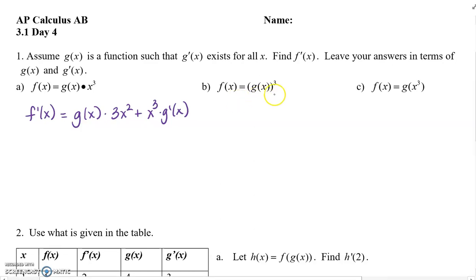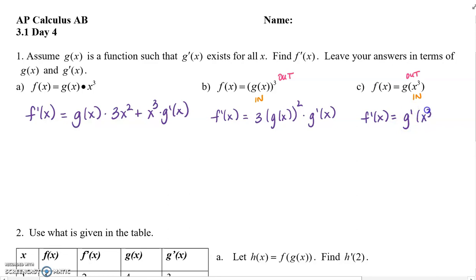Part B, this is a chain rule situation because the outside function is a power and the inside function is g. So f prime is going to be equal to the derivative of the outside function times the derivative of the inside. And letter C switches it up, so x cubed this time is inside and the outside function is g. So the derivative of f is the derivative of g times the derivative of the inside.